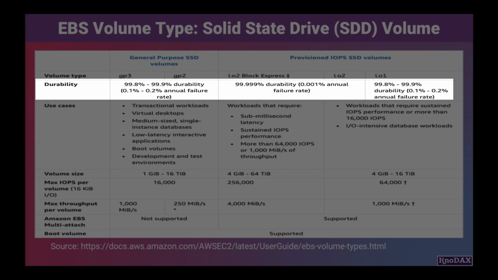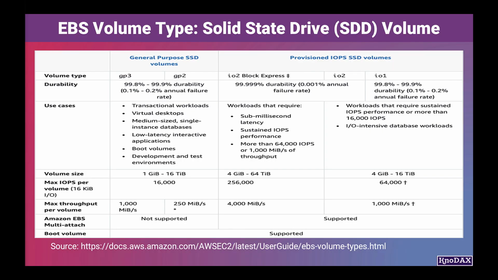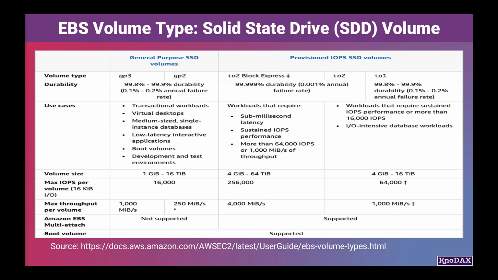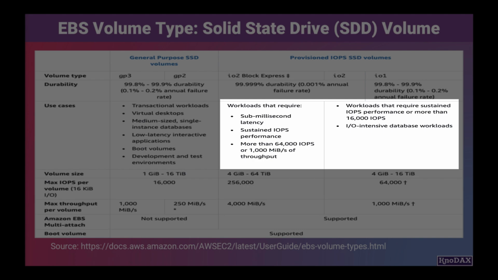Use cases-wise, general-purpose SSDs are good for transactional workloads, medium-sized single-instance databases, low-latency interactive applications, boot volumes, development, and test environments. On the other hand, provisioned IOPS SSD volumes are good for workloads that require sub-millisecond latency, sustained IOPS performance, throughput in the high range, and I/O-intensive database workloads.